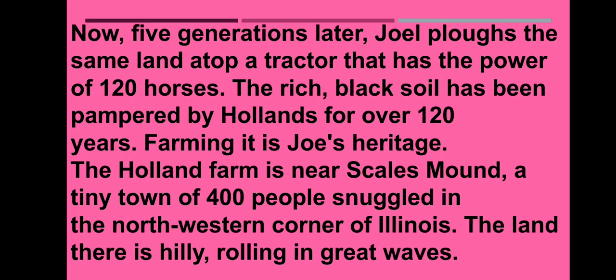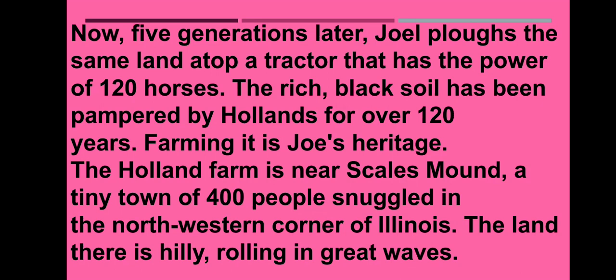Now, 5 generations later, Joel plows the same land atop a tractor that has the power of 120 horses. The rich black soil has been pampered by Hollands for over 120 years. Farming is Joel's heritage. The Holland farm is near Scalesmount, a tiny town of 400 people snuggled in the northwestern corner of Illinois. The land there is hilly, rolling in great waves.